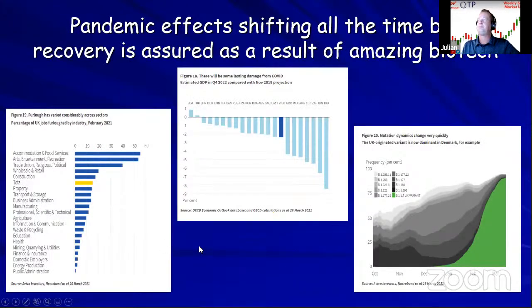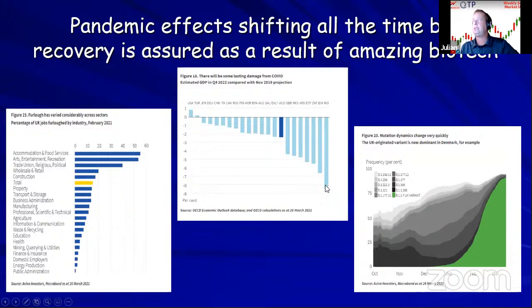And then finally, you've got the effects of the pandemic, right? So this is where, if you look at this, just in the UK, for example, this is where people have lost their jobs. Not unsurprisingly, accommodation, arts, religious, political, some wholesale, but retail as well, a little bit in construction, and then everybody else is doing just fine, thank you, basically, throughout the whole process, or they're back to work again.